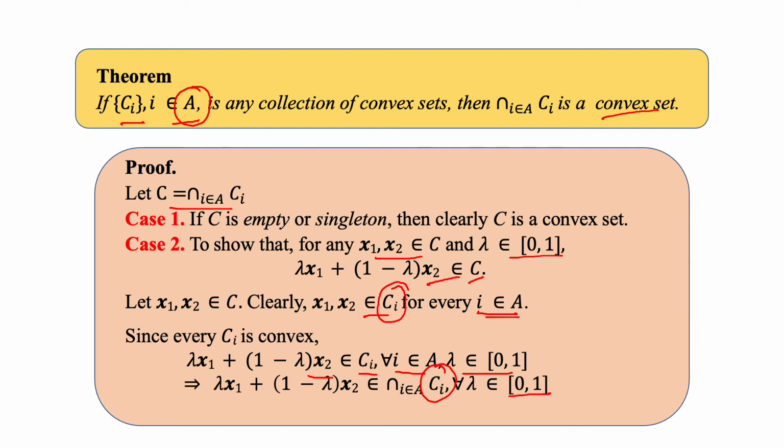This intersection of Ci, i belonging to A, is nothing but the set C. So lambda x1 plus (1 minus lambda) x2 belongs to set C for all lambdas in the range 0 to 1. This result says that if we take any collection of convex sets, then their intersection is a convex set. So by using given convex sets, we can take their intersection and form new convex sets. This is the first result that we saw.